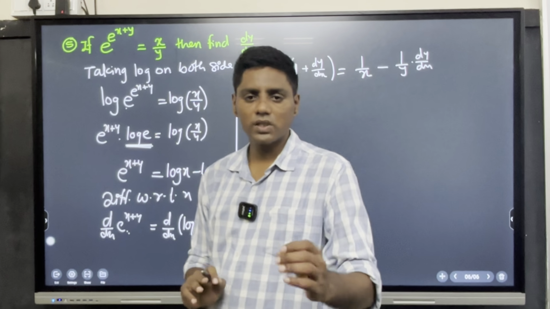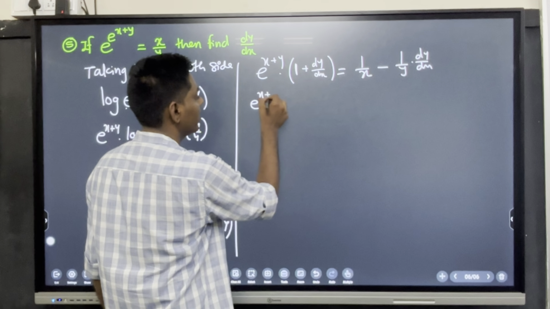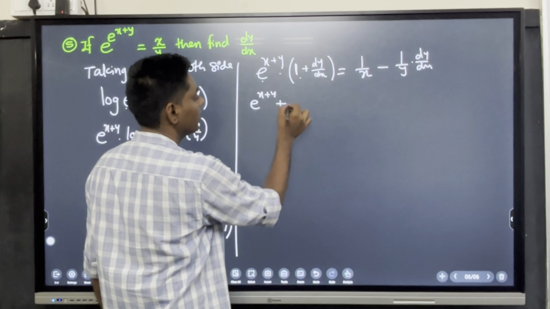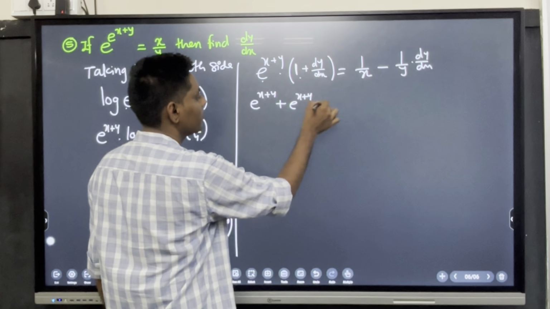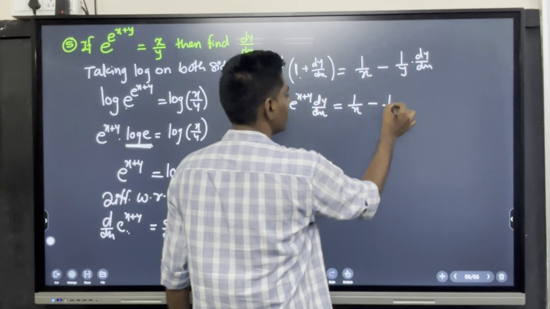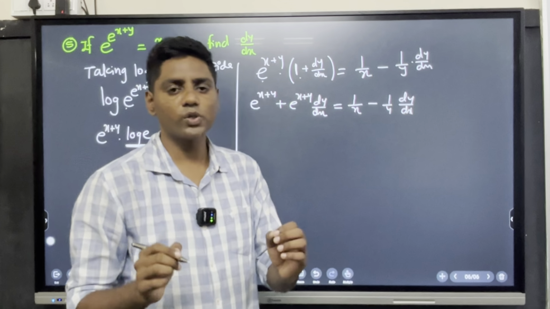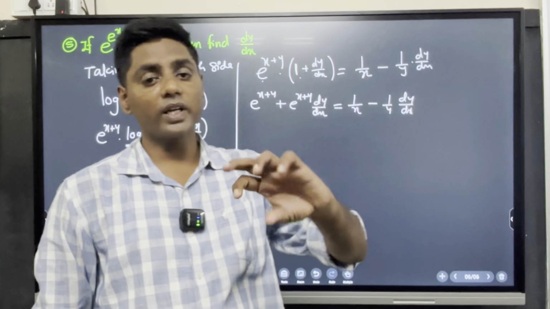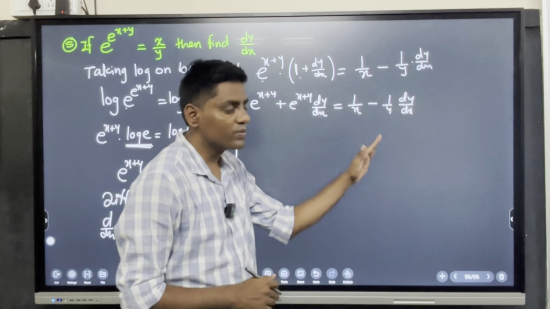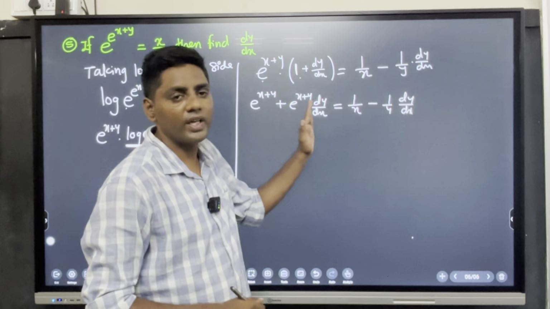Left hand side, just make the bracket expansion. So after solving by using the bracket expansion, we get a very simple observation, dy by dx equal to 1 upon x minus 1 upon y dy by dx. Remember, when you solve the question of implicit function, after taking the derivative, write all terms of dy by dx on the left hand side and all non-terms of dy by dx on the right hand side.